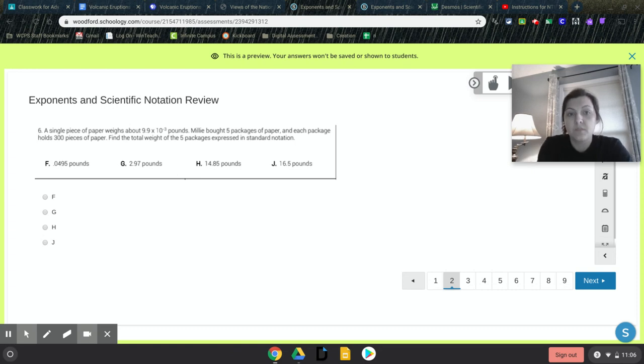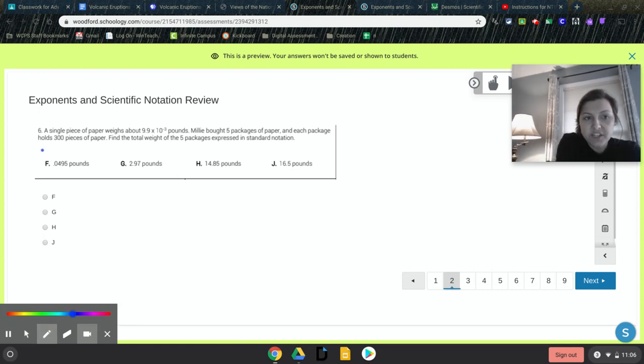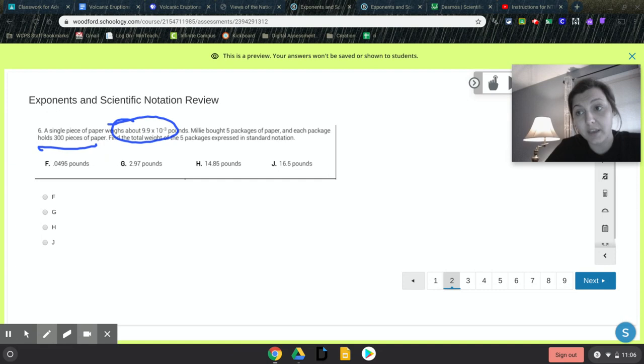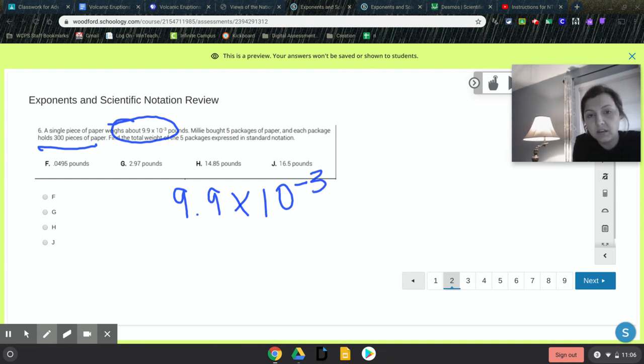So she got 5 packages. Let me turn on my pen. So each package has 300 pieces of paper. And we know that each of those papers weighs 9.9 times 10 to the negative 3. So if each of those papers weighs 9.9 times 10 to the negative 3, and she bought 5 of them, how much total does it weigh? So I would need to find out, well, how much does each package of paper weigh? So 9.9 times 10 to the negative 3. Let's put that in standard notation. It's a negative 3, so I'm going to move it to the left.